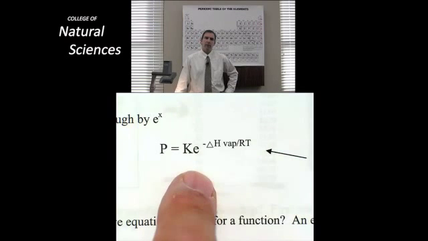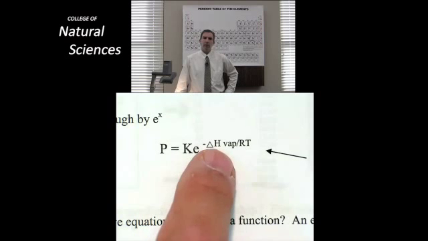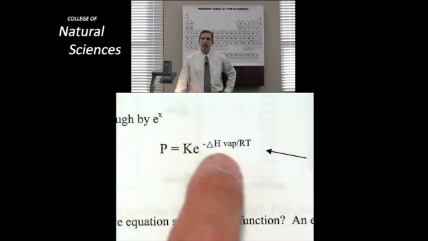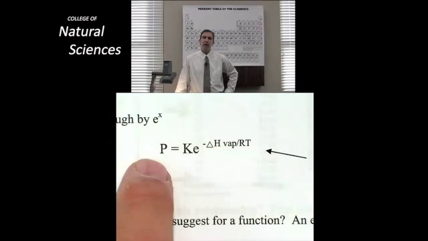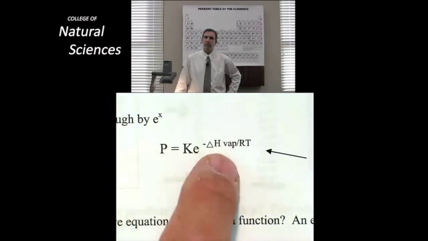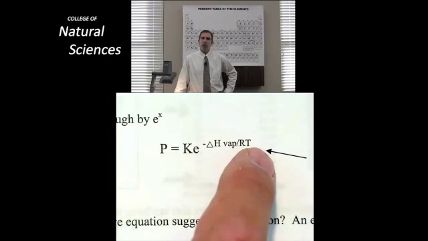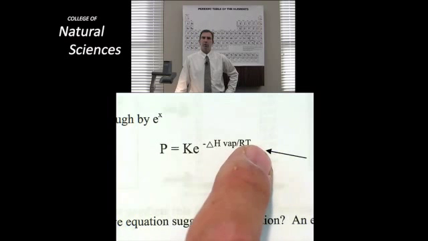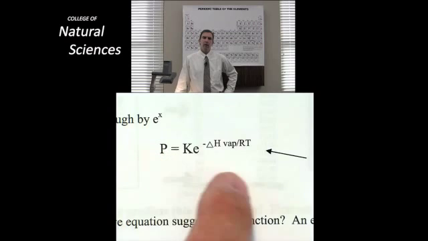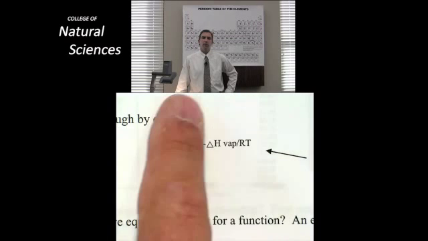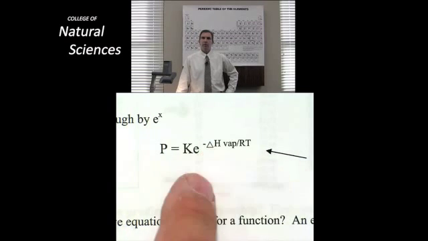It turns out that when I have e to a negative exponent, what I have in the numerator is a value where as it gets larger and larger and larger, the pressure gets smaller and smaller exponentially. And because my temperature is in the denominator, as that value gets larger and larger, the pressure gets larger and larger exponentially. This is my Clausius-Clapeyron equation, and this is what I will be using to demonstrate that kind of exponential growth we talked about.